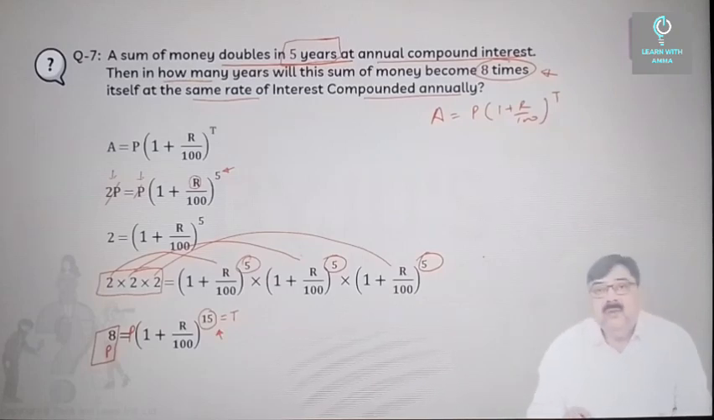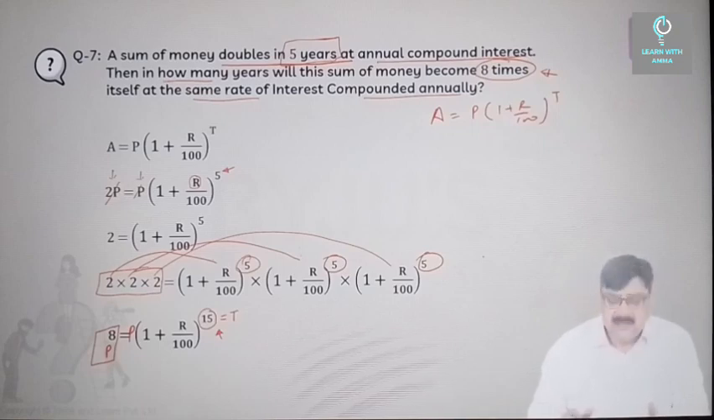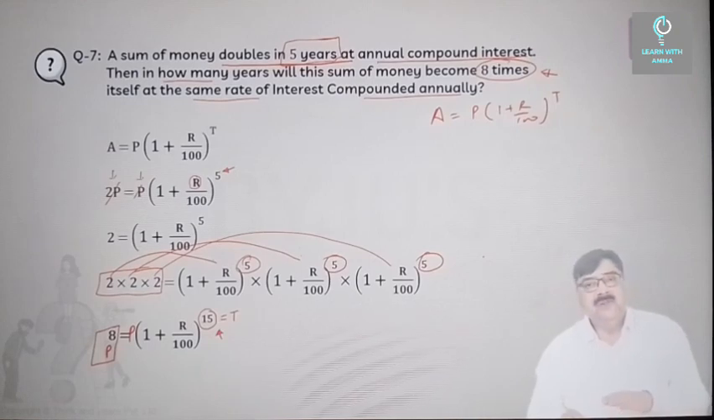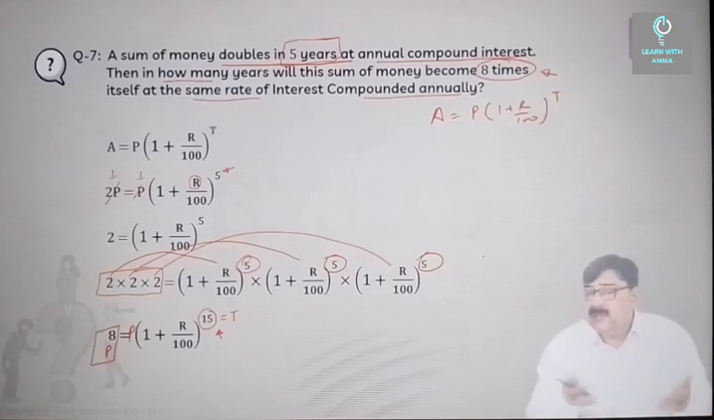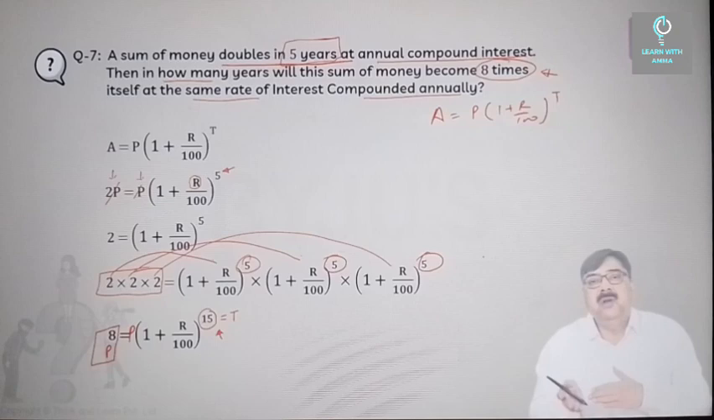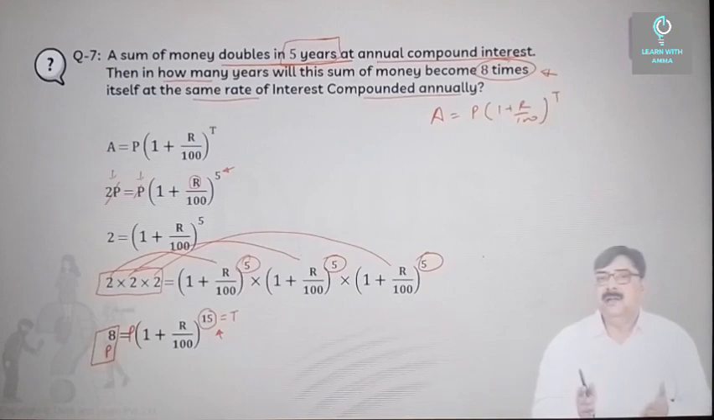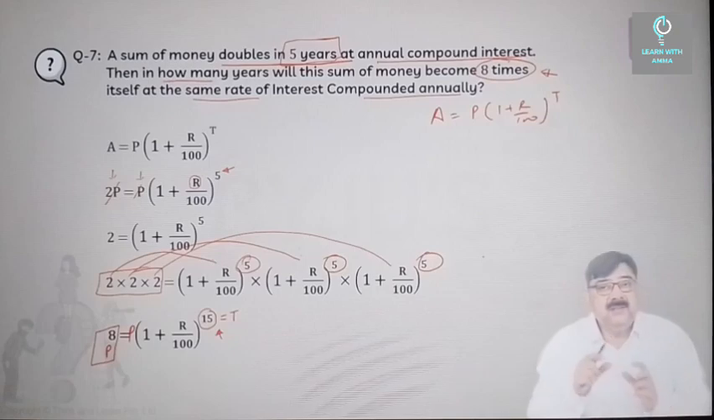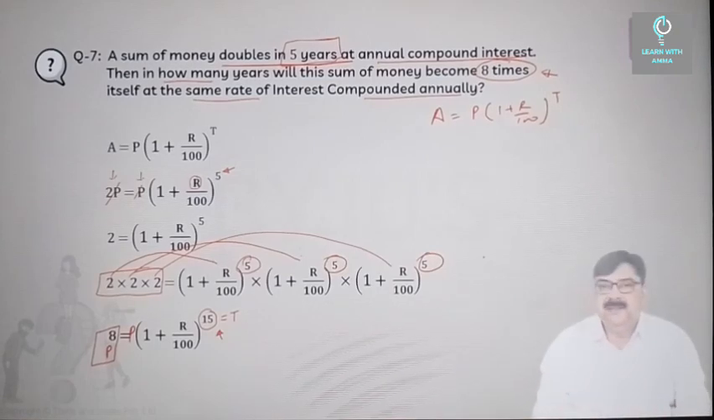So in such kind of questions, you just need to exercise your common sense. In 5 years, an amount becomes double, so 2 times. In 10 years, again double of that, so 4 times. In 15 years, another 5 years, every 5 years it doubles up. So now the double of 4 is 8. So the amount will become 8 times the principal in 5 plus 5 plus 5, that is 15 years.